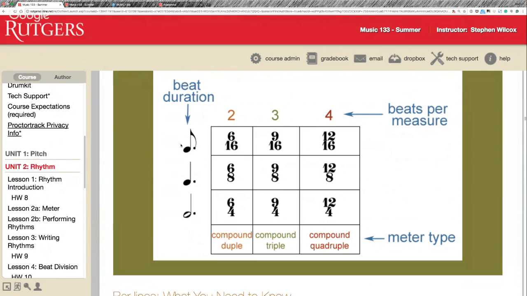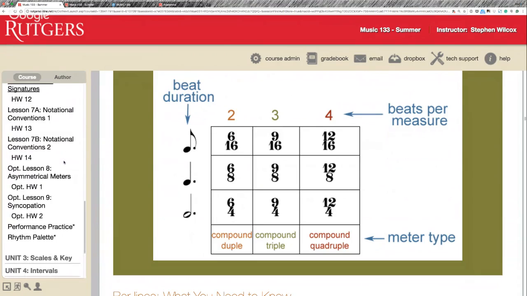And what a dotted eighth tells me is I have an eighth plus half again as much. So an eighth plus a 16th, and an eighth divides into 2 16ths. So 3 16ths. And in 9/16, 9 divided by 3 is 3, and 3 16th notes is what a beat is. So I have 9 16th notes in the bar, but each beat is a dotted eighth.